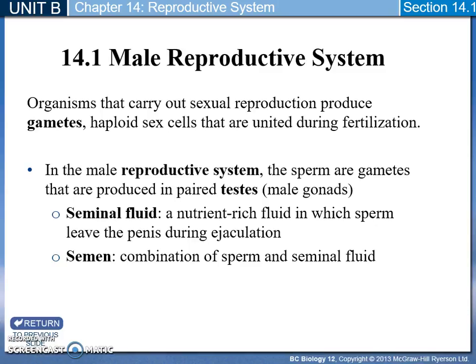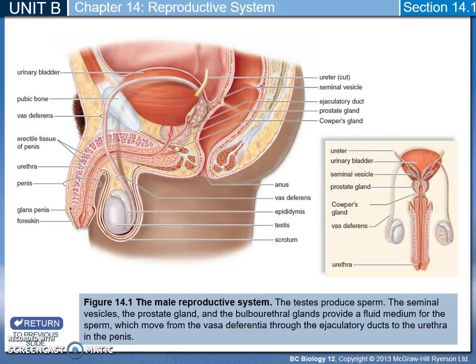Organisms that carry out sexual reproduction produce gametes, and these are haploid sex cells that are united during fertilization. In the male reproductive system, the sperm are gametes that are produced in paired testes. The seminal fluid is a nutrient-rich fluid in which sperm leave the penis during ejaculation, and semen then is the combination of sperm and seminal fluid.